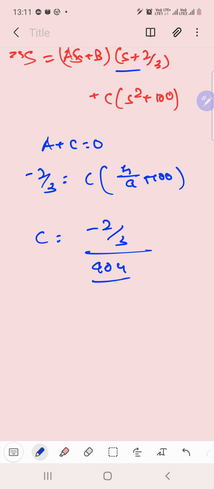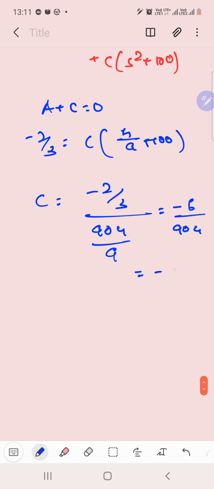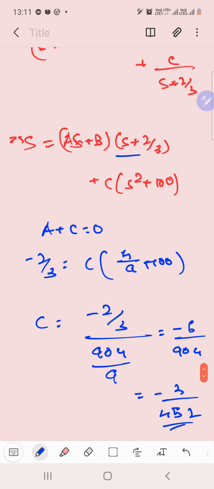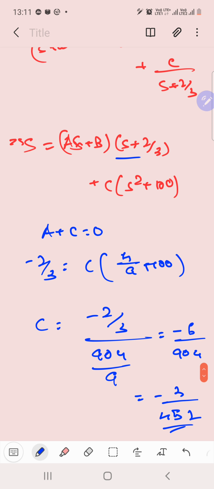Okay, so 904 over 9. So this 9 goes above, 3 cancels, so this becomes minus 6 over 904. So this becomes minus 3 over, this 2 4s are 2 5s are 10, this. Okay, so if c is this, then a equals 3 over 452, and the constant is also 0 there.